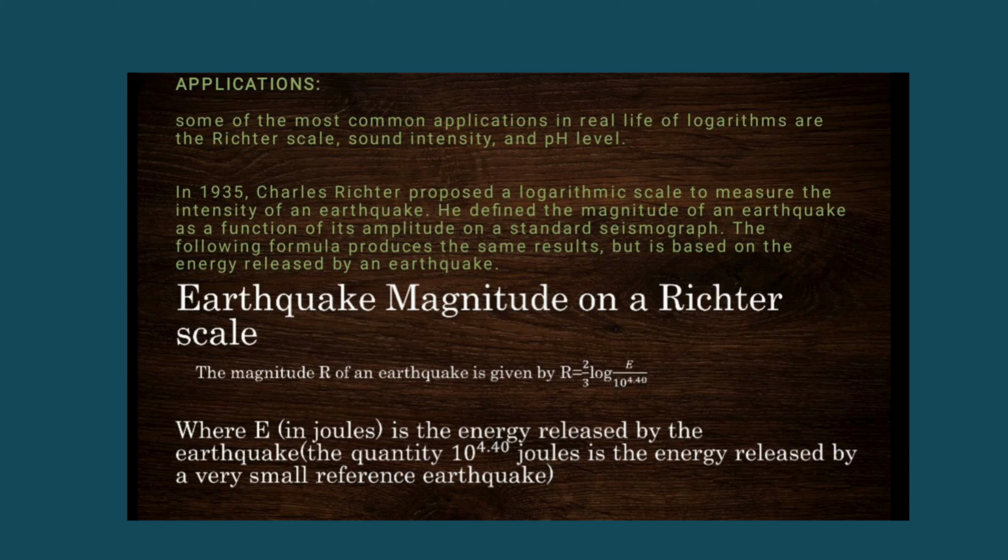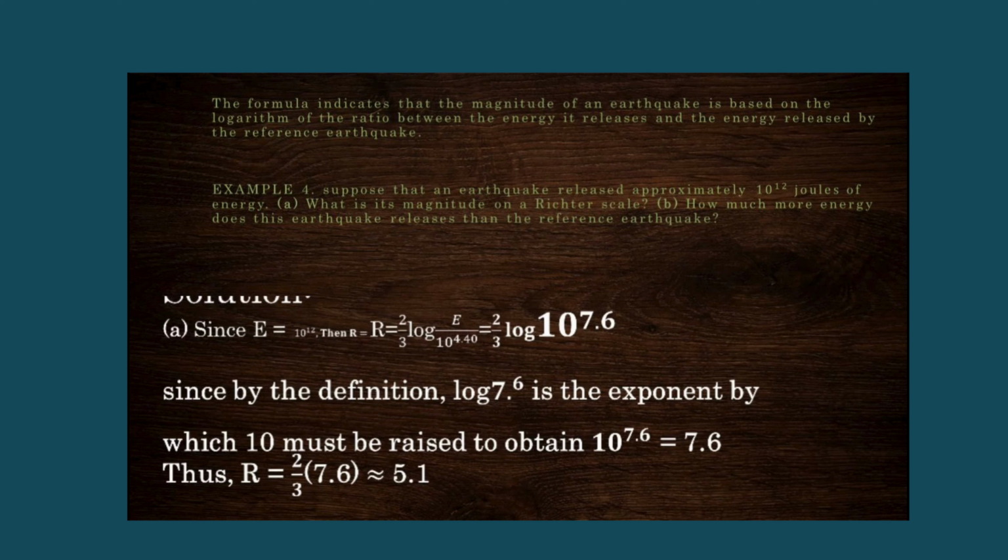So, with earthquake magnitude on a Richter scale, the magnitude R of an earthquake is given by R equals 2/3 log of E over 10 to the power of 4.40, where E in joules is the energy released by the earthquake. The quantity 10 to the power of 4.40 joules is the energy released by a very small reference earthquake. So the formula indicates that the magnitude of an earthquake is based on the logarithm of the ratio between the energy it released and the energy released by the reference earthquake.